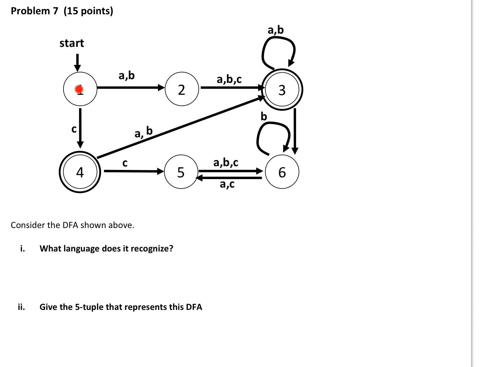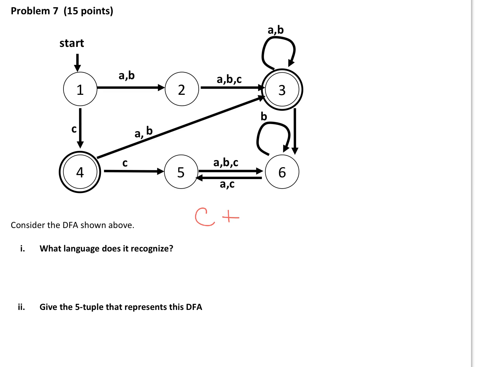We can get to 4 by having the string C, and it looks like that's the only way you can get to 4, right? There's no way to get back here except to just start and go to 4. So this piece is pretty easy. This piece is just the regular expression C.